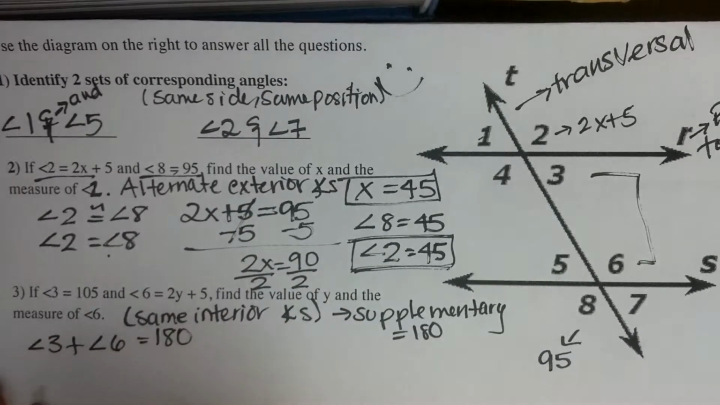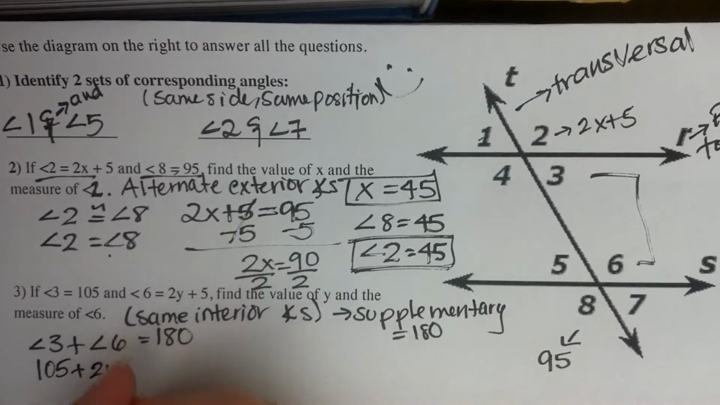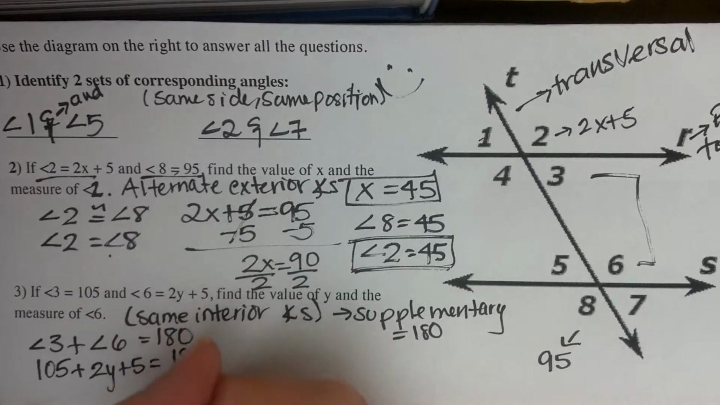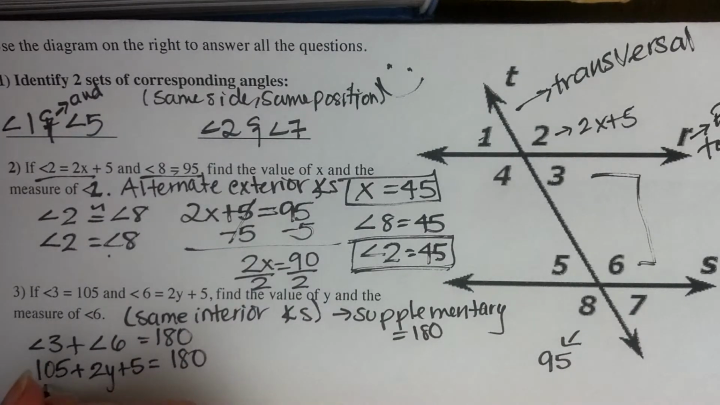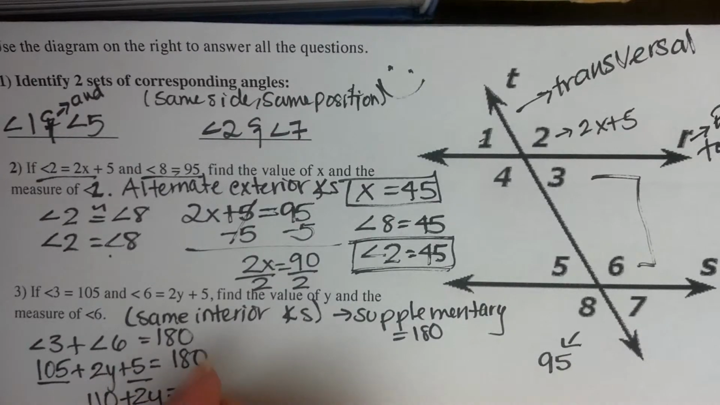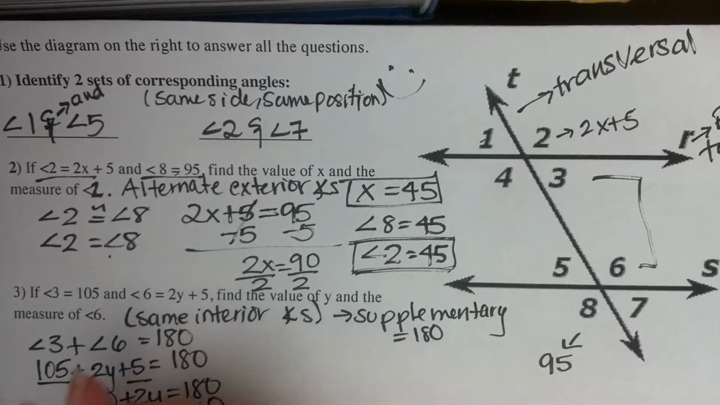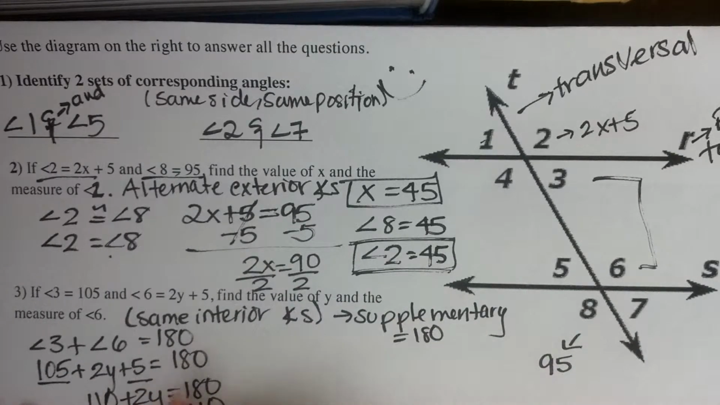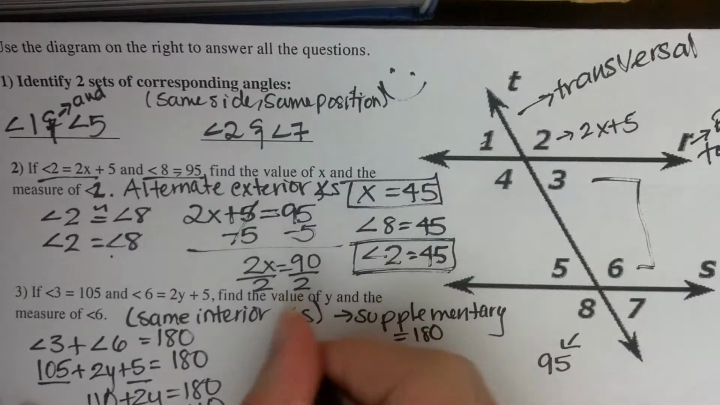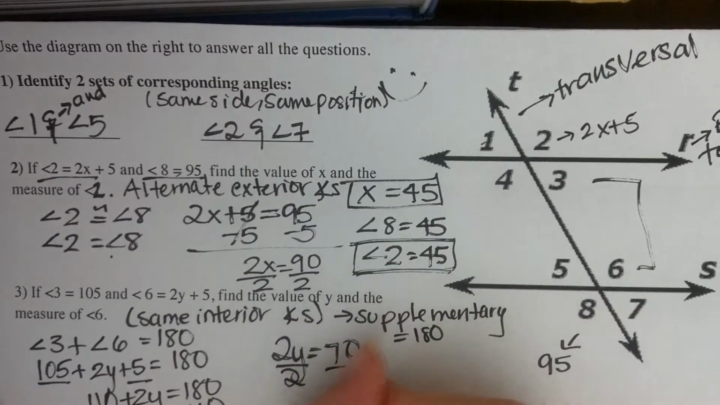So all I'm going to do from here on out is substitute. I'm going to substitute for angle 3, which is 105, and for angle 6, which is 2y plus 5, and set that equal to 180. Then I'm going to combine like terms. That gives me 110 plus 2y equals 180. Then I'm going to subtract 110 from both sides, and that's going to leave me with 2y equals 70. Once I get that, I can solve for y, which is going to be 35.